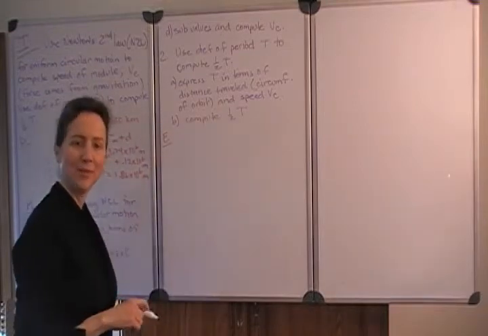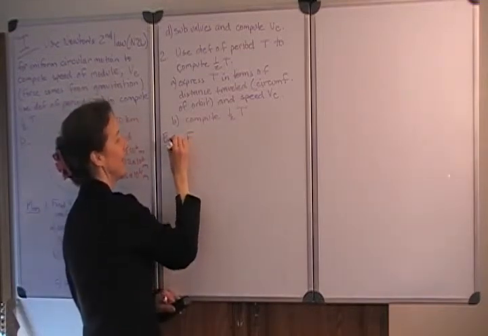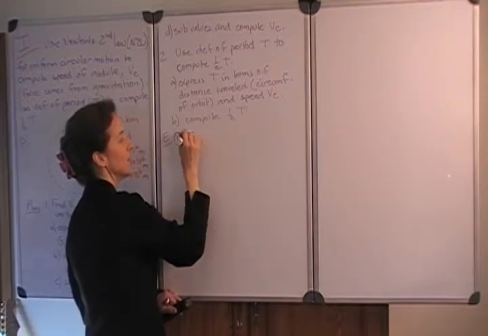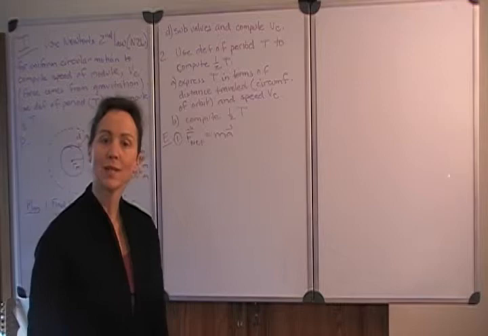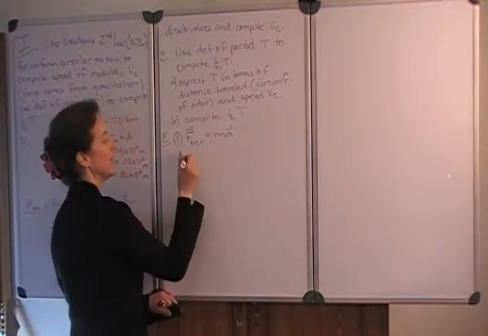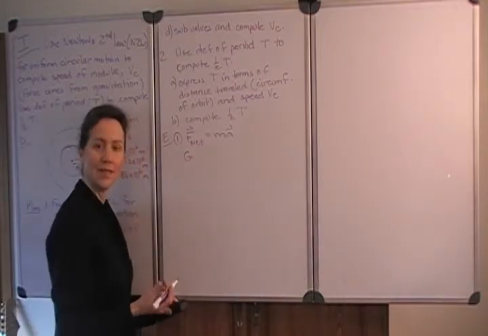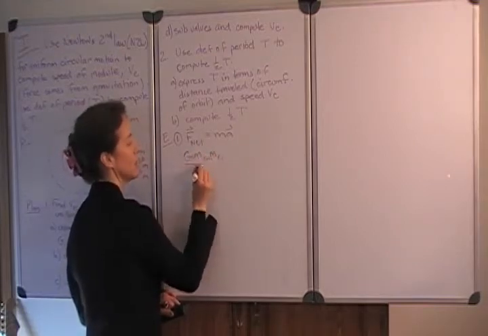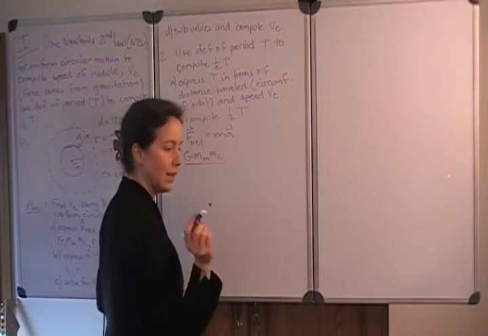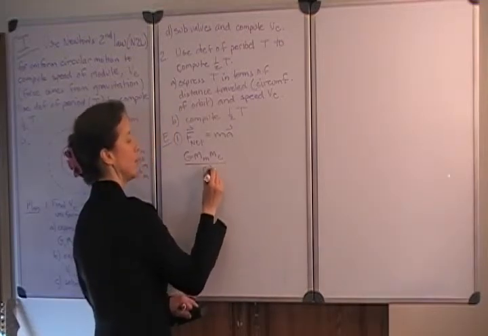So I think we're ready to go. Newton's second law says that the net force is the mass times the acceleration. What is that net force? It comes from the universal law of gravitation, and it is expressed as the gravitational constant times the mass of the moon times the mass of the command module divided by the radius squared.